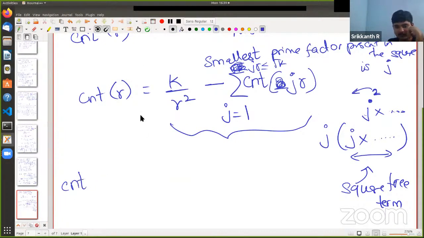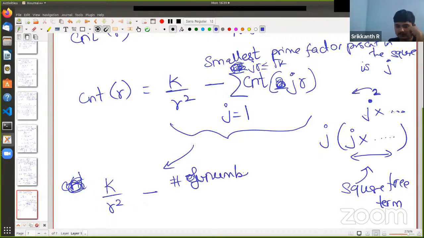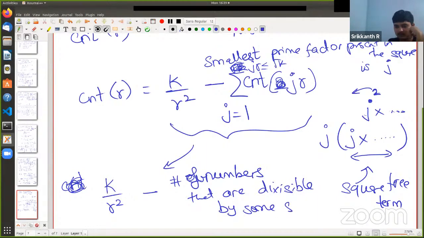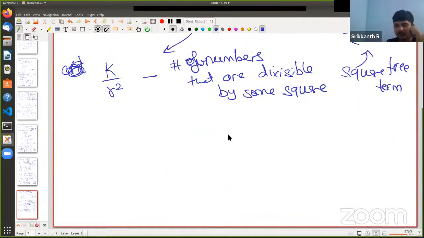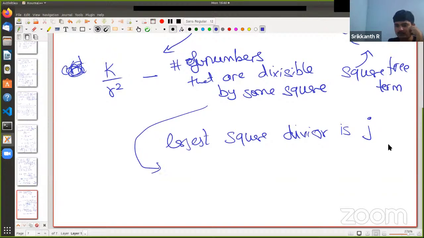What we're doing here is counting all numbers and subtracting the number of numbers that are divisible by some square. If a number is divisible by some square, let's say that the largest square divisor is j. Then if the largest square divisor is j, then the number will be j squared into something that's square free.